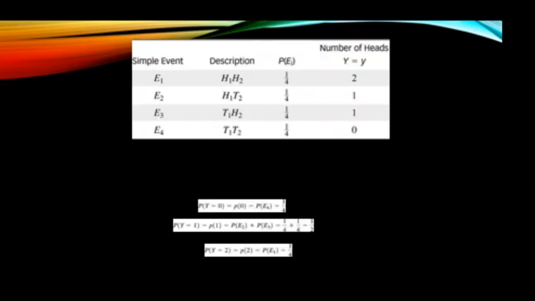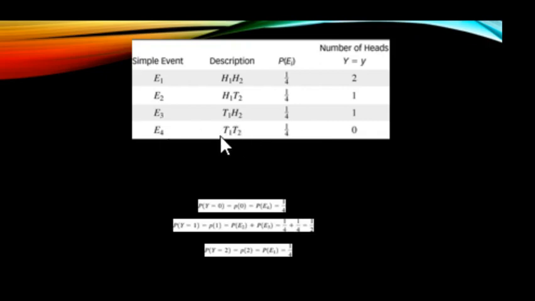So the first simple event is H1, H2. That means heads on the first try, heads on the second try. Its probability is 1/4, and the value of the variable y is 2 in this case because you're counting the number of heads. Then these 2 simple events, E2 and E3, we have H1, T2 and T1, H2. So first head, then tails; first tail, then heads. Either way, the probability is 1/4 and 1/4, and the value of y for both is 1.